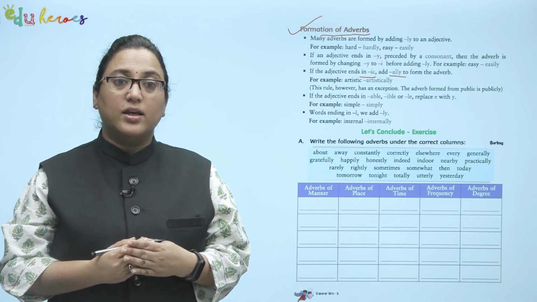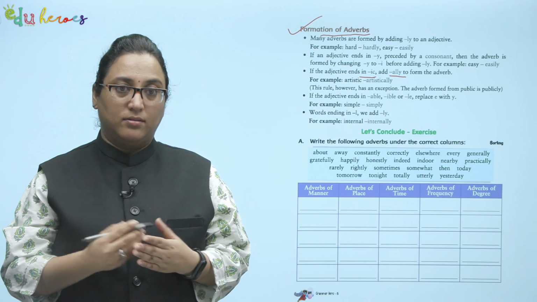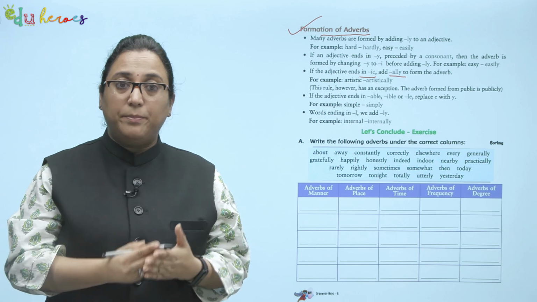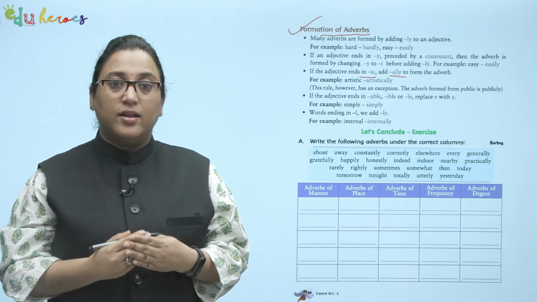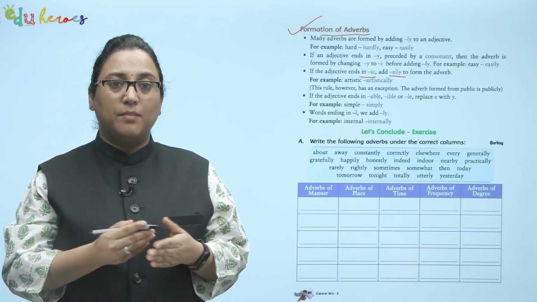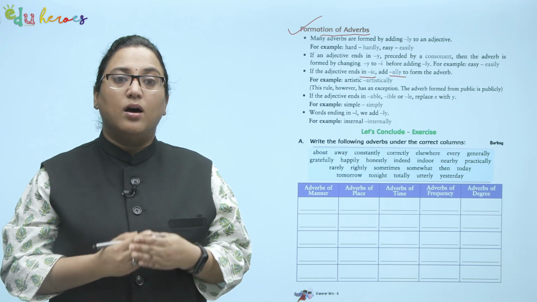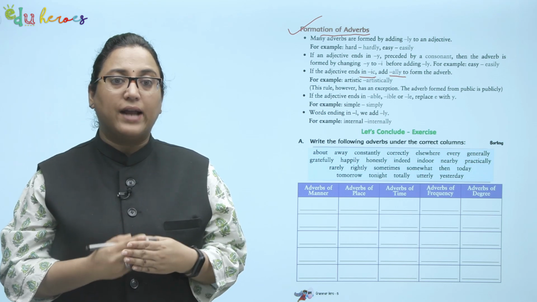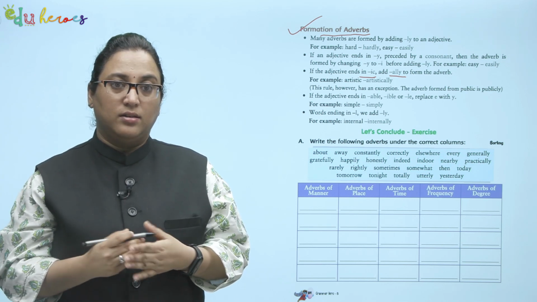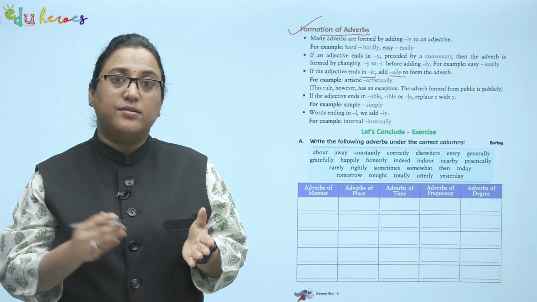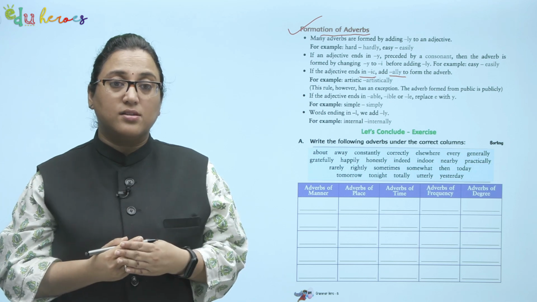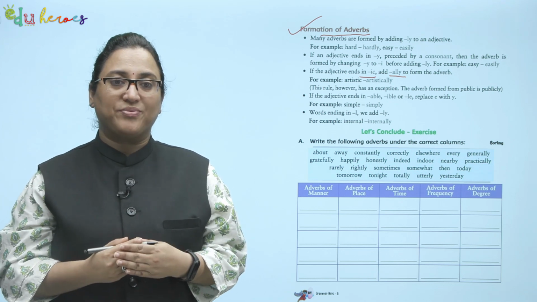Next way, if the adjective ends in able, ible or le, this is the suffix we are talking about, then replace e with y. For example, simple becomes simply. Words ending in l, we add ly. For example, internal, internally. This change was done internally. So you can say how. It gives you the answer how, internally.